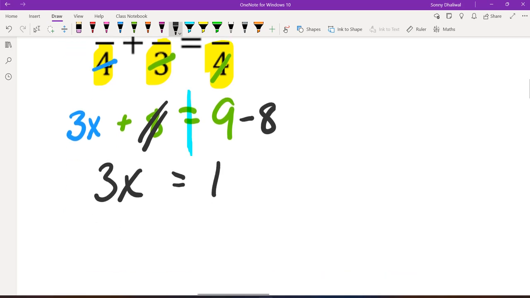Okay. Now we need to get rid of that 3. Right? We're not done until x is all by itself. All isolated. How do you get rid of that 3? Divide. Thank you.